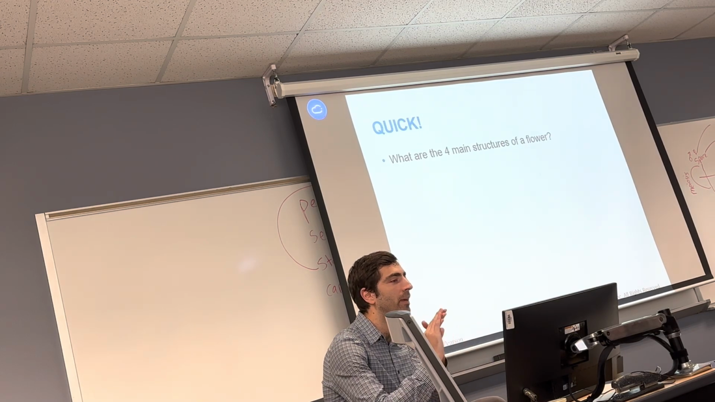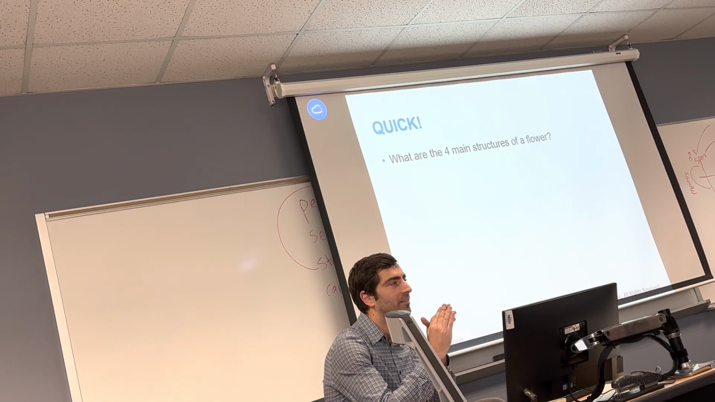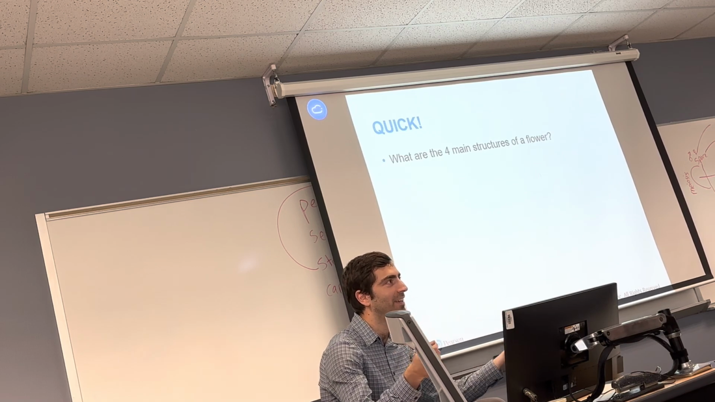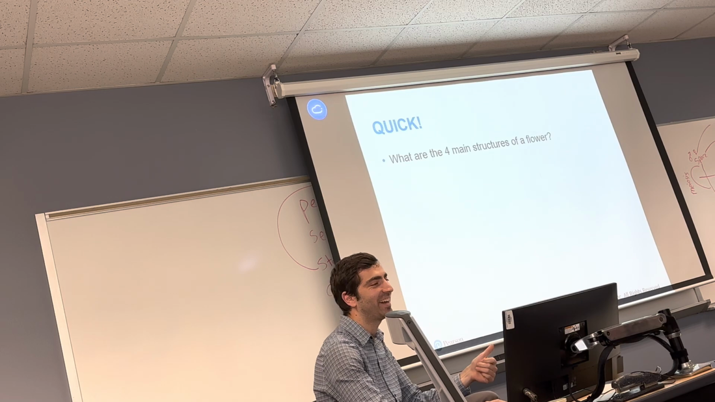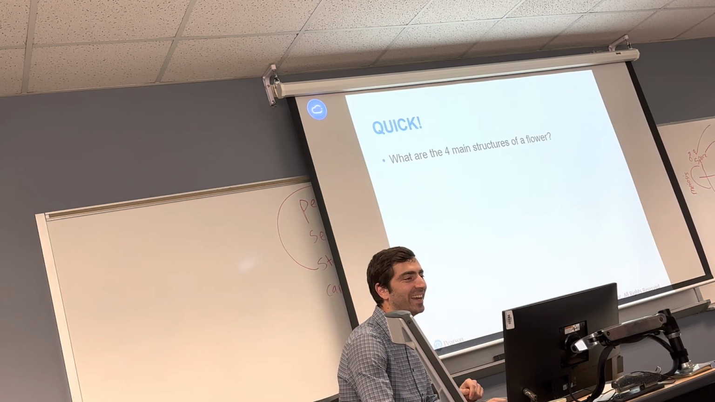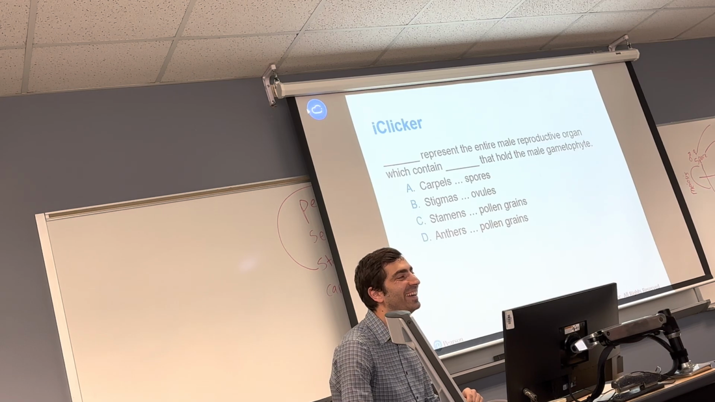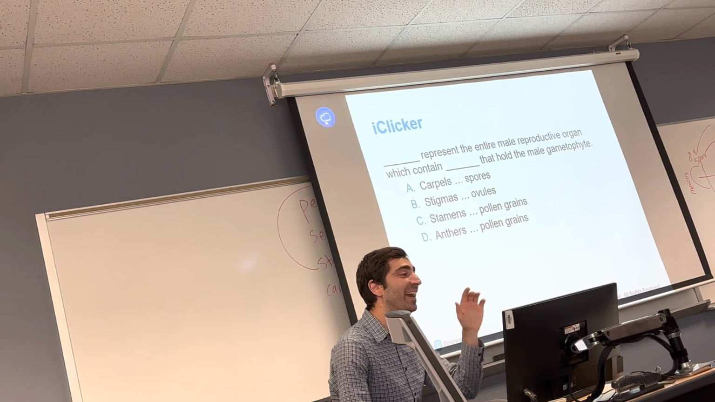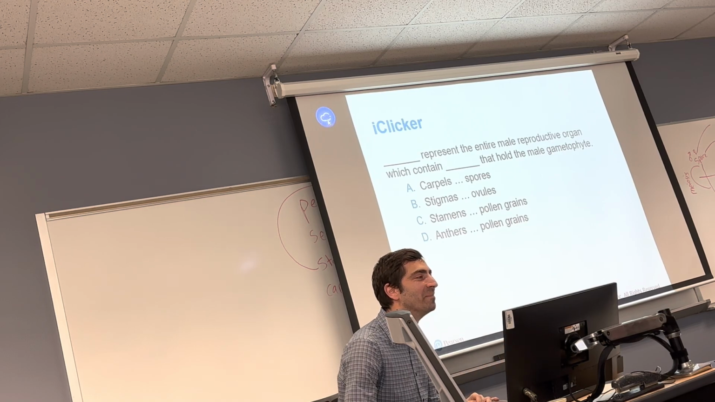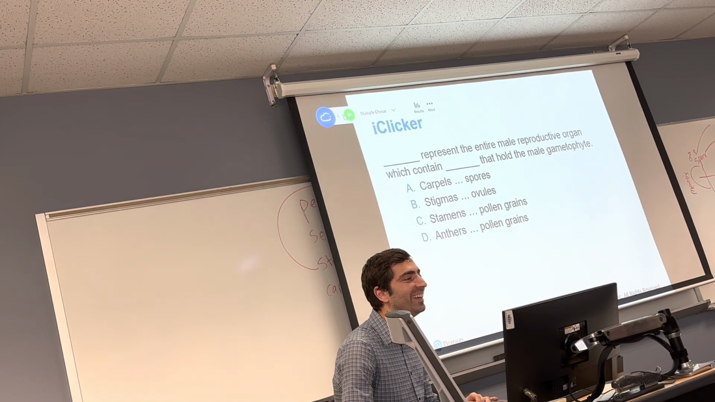Okay, so what are the four main structures of a flower? Petals, stamens, staples. Yeah, exactly. So this is gonna be a bug. Yeah, good. Y'all got it. Yeah. Petal, sepal, carpel, stamen. Yeah. Now I know. Okay, I'm gonna rephrase this question next time. Maybe I'll make an iClicker.